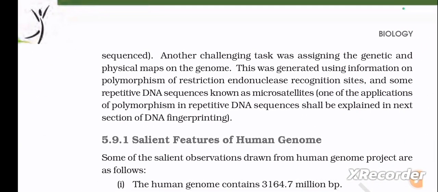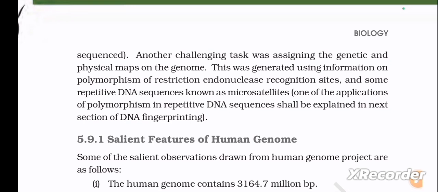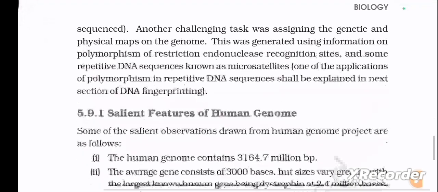Another challenging task was assigning the genetic and physical maps on the genome. This was generated using information on polymorphism of restriction endonuclease recognition sites and some repetitive DNA sequences known as microsatellites. One of the applications of polymorphism in repetitive DNA sequences shall be explained in the next section on DNA fingerprinting.